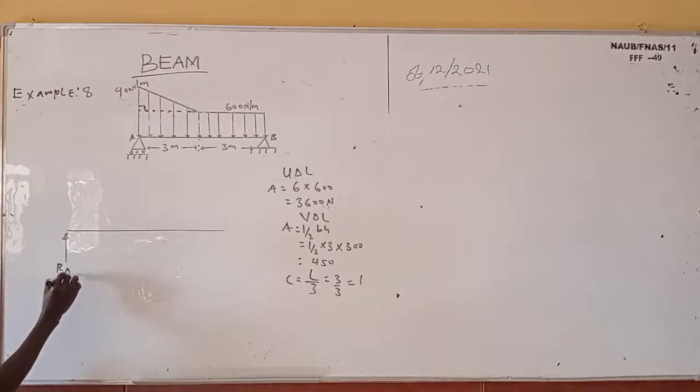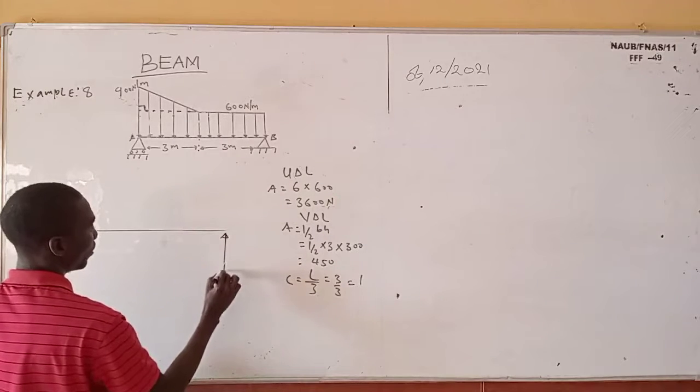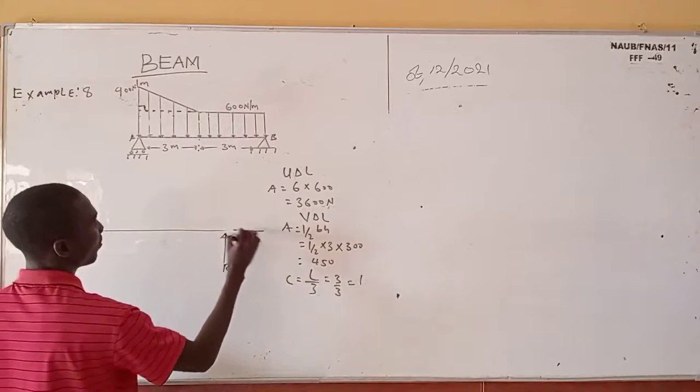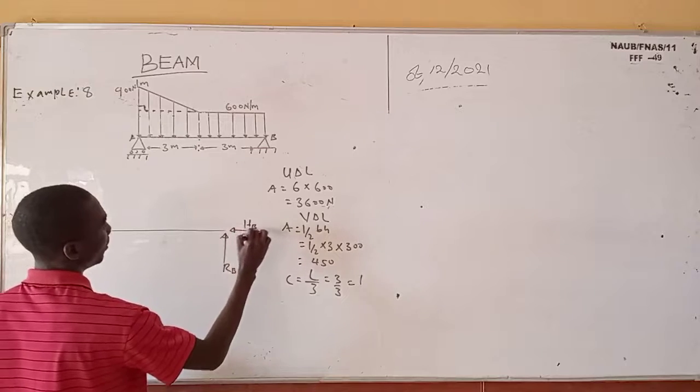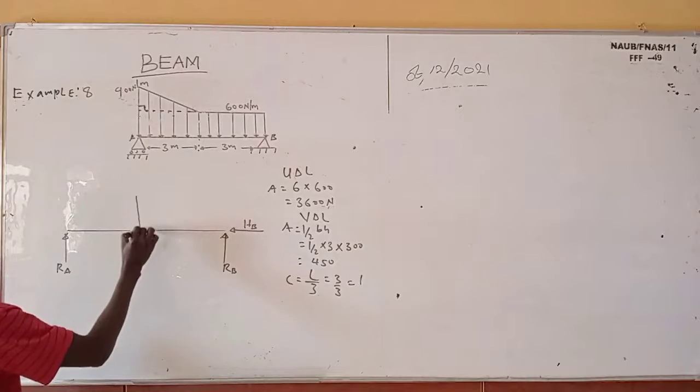Arrow A, reaction at A. Don't forget it's a roller support. This one is a fixed support. It's going to have 2 reactions, and HB. So now for the uniform distributed load, it's going to have half of what?